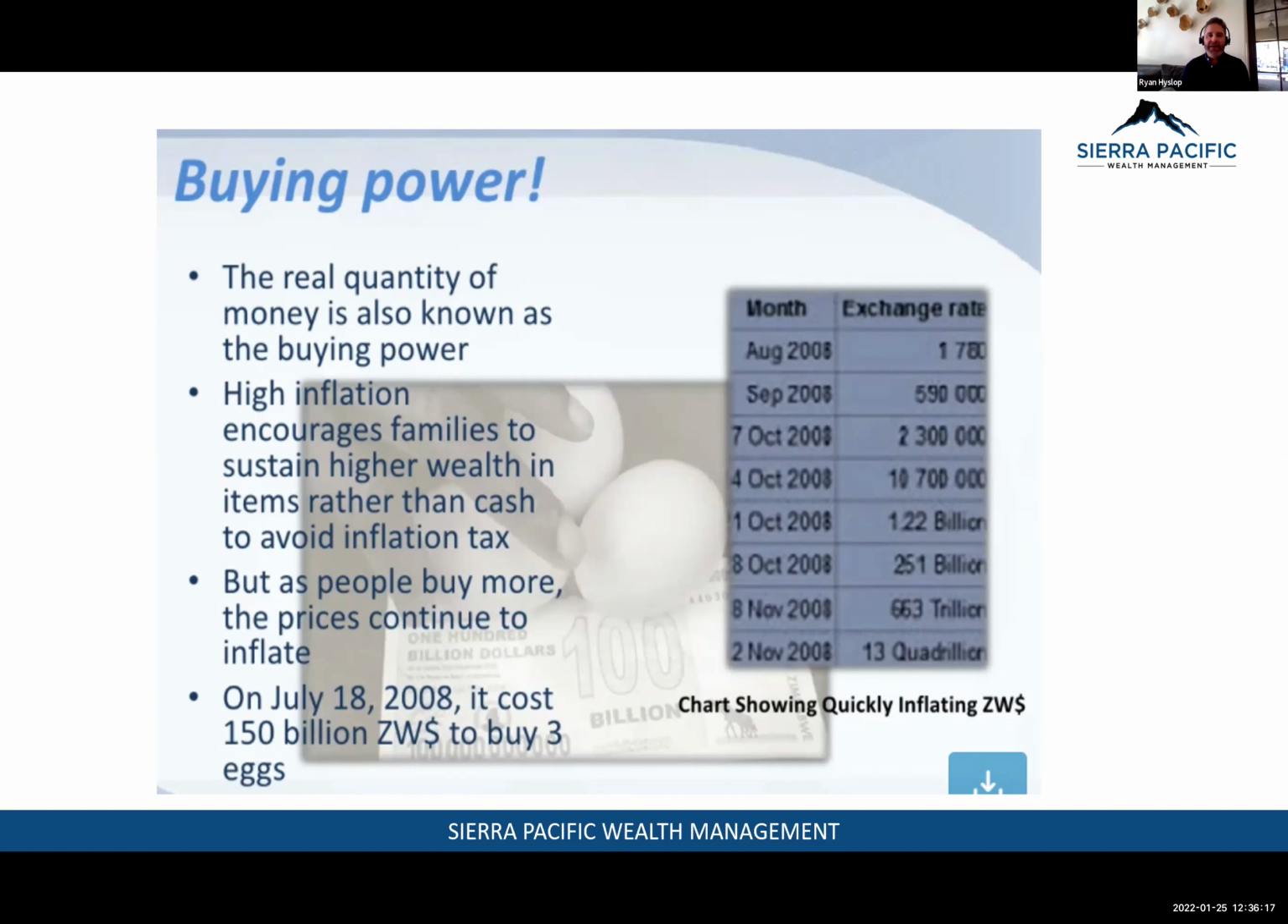So just an example of buying power under hyperinflation. In August 2008, again over in Zimbabwe, the exchange rate to a dollar was 1,780, right? And by the time it got to November of 2008, that same thing required 13 quadrillion Zimbabwean dollars to purchase, in 4 months. Can you imagine that type of inflation in this country? It would be horrific. So again, do I think this is going to happen to us? Absolutely not. But I think it's important to understand that these can be some of the consequences of letting inflation run out of control. Next slide.